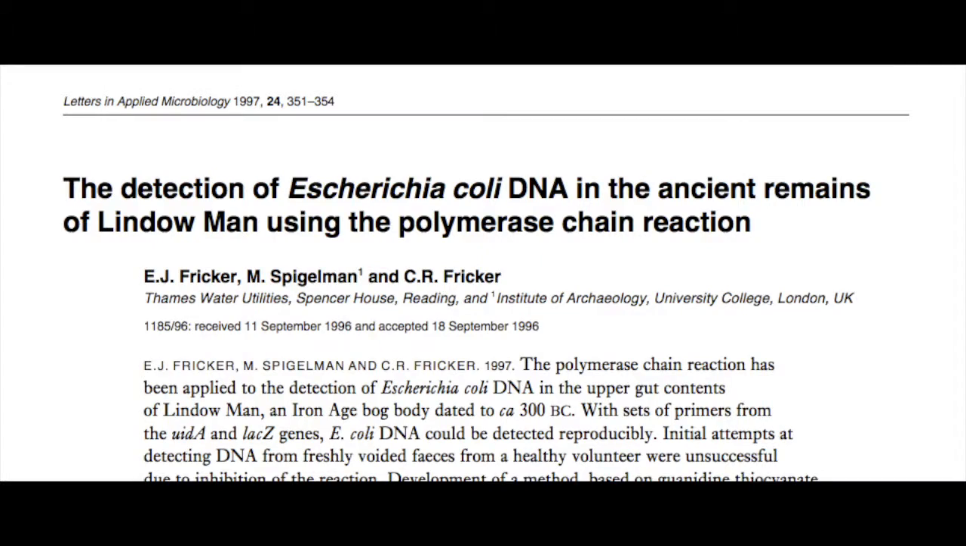Now, there's a reference at the back of the book in the bibliography section, and I looked up this paper, and let's read how the paper describes this same discovery. Okay, the article is published in Letters in Applied Microbiology in 1997, and it's called The Detection of Escherichia coli DNA in the Ancient Remains of Lindo Man Using the Polymerase Chain Reaction.